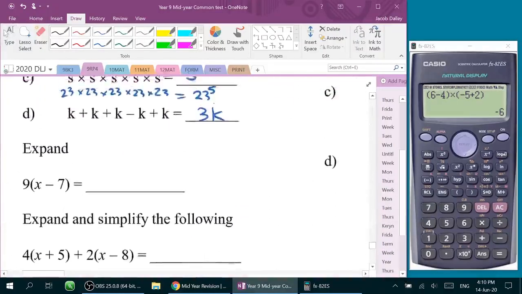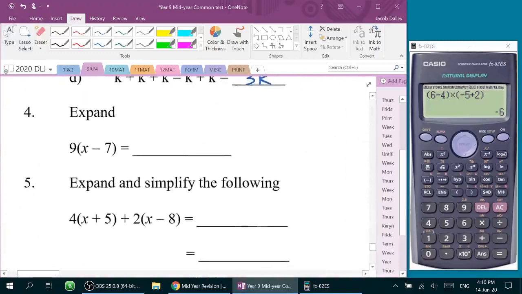Where are we next? Expand. We've done a lot of this already. So remember, the 9 multiplies both things inside the bracket. So 9 times x, 9x, 9 times negative 7, negative 63.